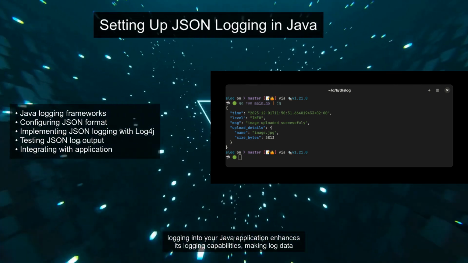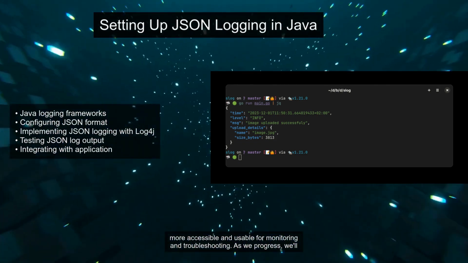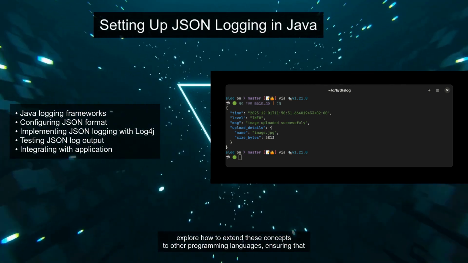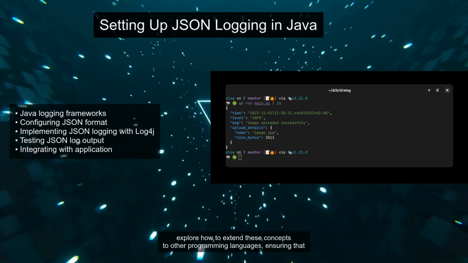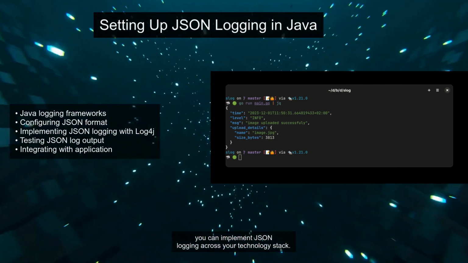Integrating JSON logging into your Java application enhances its logging capabilities, making log data more accessible and usable for monitoring and troubleshooting. As we progress, we'll explore how to extend these concepts to other programming languages, ensuring that you can implement JSON logging across your technology stack.